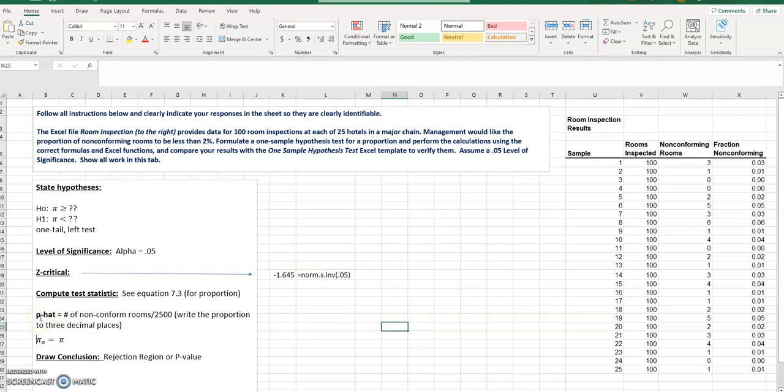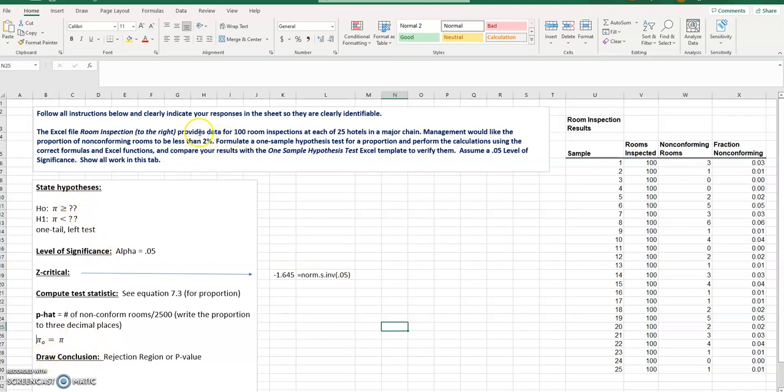Your p-hat value shown in that equation will be the number of non-conforming rooms divided by 2,500. The number of non-conforming rooms is here in column W. If you add that up and divide it by 2,500, that will be your p-hat. And I'm saying to write that proportion to 3 decimal places. If you don't, I think it'll show the same as 0.02. But once you see that value, I think you're going to see right away what the conclusion is here. Just make sure you write it to 3 decimal places so you see your p-hat value.